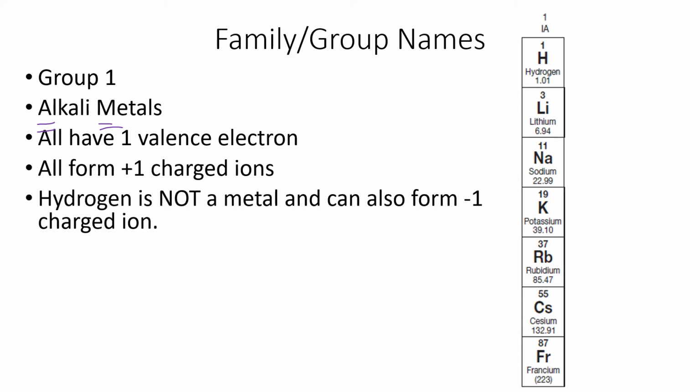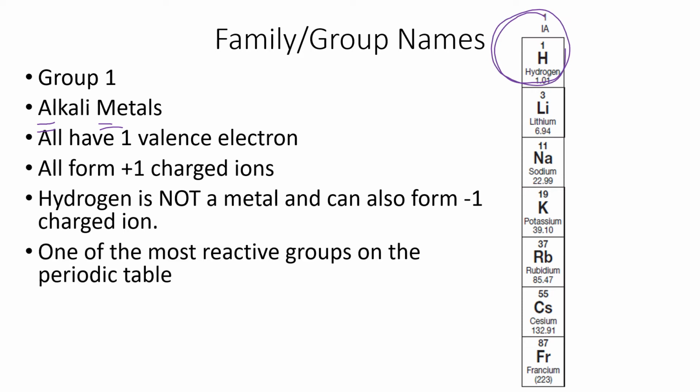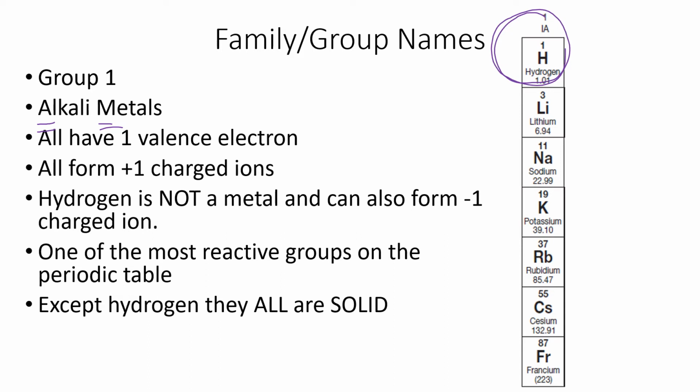Hydrogen, who happens to be the only non-metal in that group, can also form a negative 1 charge, but it can form a positive 1 as well. With hydrogen being the only non-metal, it's also the only gas at room temperature, and all of the others are solids. But all of the elements in group 1 are extremely reactive. Group 1 elements tend to be one of the 2 most reactive groups on the periodic table.